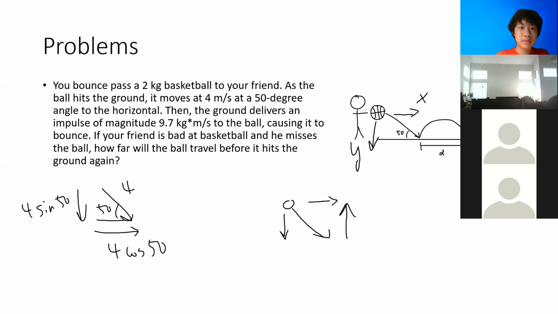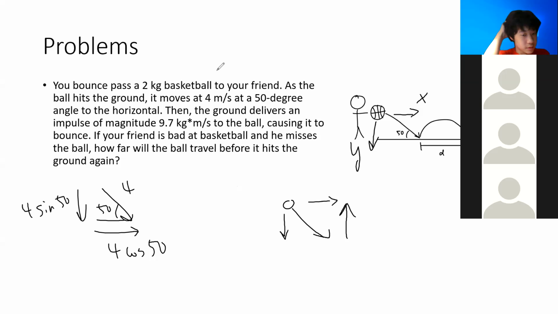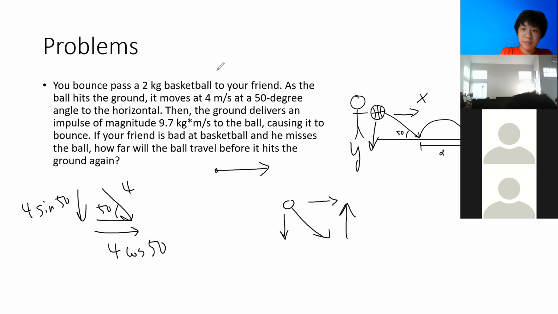Okay. Now what? Well, after the bounce, we know that the x component of momentum is still going to be the same, 4 cosine 50. But the y component of momentum has changed because some kind of impulse was applied to it. So what's it going to be? Well, the initial momentum downward is 4 times the sine. Well, that's the velocity actually. 4 times the sine of 50.